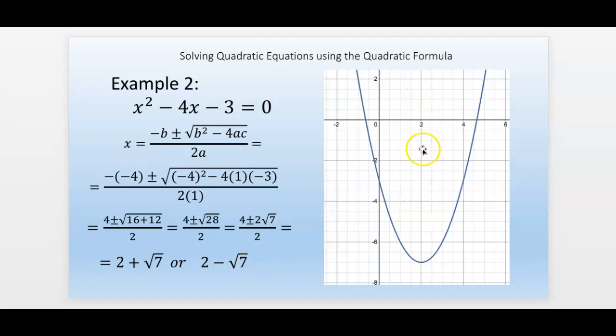And you can see here 2 is the x-coordinate of the vertex. This is a graph of this quadratic. If I add the square root of 7, it shoots up here and hits a little less than 5. If I start at 2 and I subtract the square root of 7, it comes up here and I'm at a little less than 1, I'm sorry, greater than negative 1, but less than 0. All right.